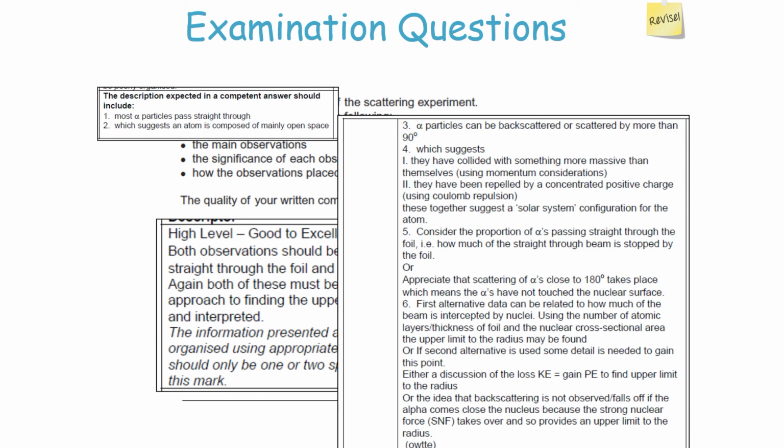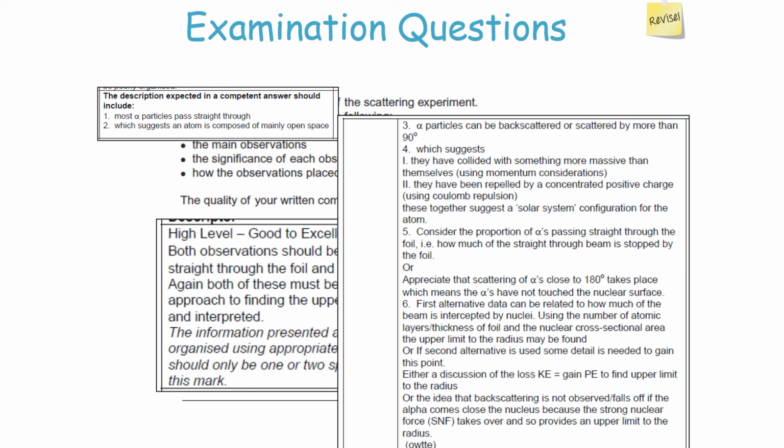So it's the idea that most alpha particles will pass straight through. We know that from the scattering experiment, which suggests the atom is composed mostly of empty space. We then know that alpha particles can be backscattered, or scattered by more than 90 degrees, which suggests that they've collided with something much more massive than themselves, because if they backscatter, using momentum considerations, it's got to be something more massive than themselves. They've been repelled by a positive charge, the Coulomb repulsion. So we've got to think about what that could be. It has to be a positively charged nucleus.